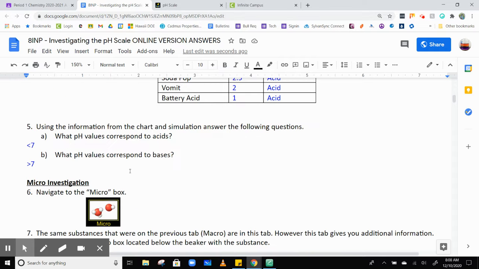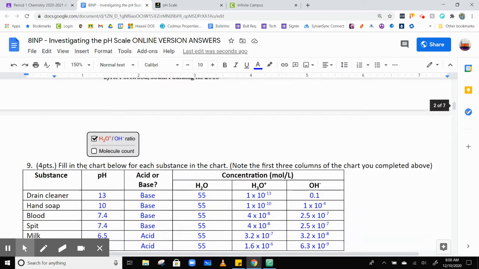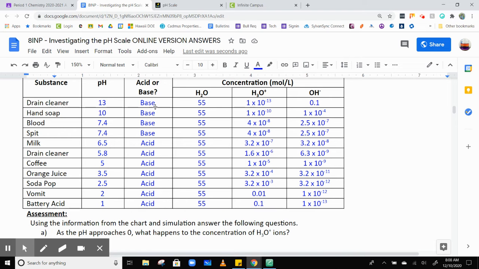Basically, anything that is less than 7 is going to be an acid. Anything greater than 7 is going to be a base. You'll notice that if something's basic, the hydronium ion concentration is very low, whereas the hydroxide ion concentration is very high. One of the things to remember also is that the hydroxide and hydronium ion concentrations are never zero.